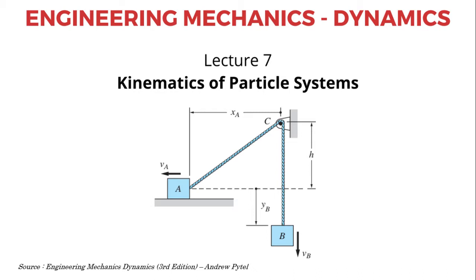In order to analyze the motion, we first establish a fixed point or datum from which we can measure the position coordinates conveniently. Here I consider two datums, one at the peg and another along the horizontal of block A, from which I can measure the position coordinates xa and yb. If you look closely, you can see that the value of h remains constant.